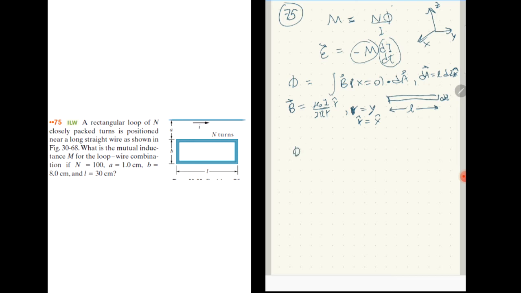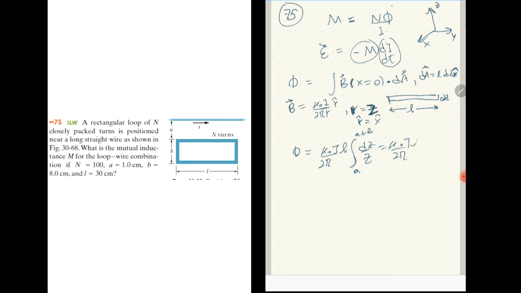Now calculate the magnetic flux. We get magnetic permeability times the current divided by 2 pi. There is another factor here, I think there is z here and divided by z here. Sorry, I put the wrong thing, I made a mistake. This is z, and we are calculating from a to a plus b.